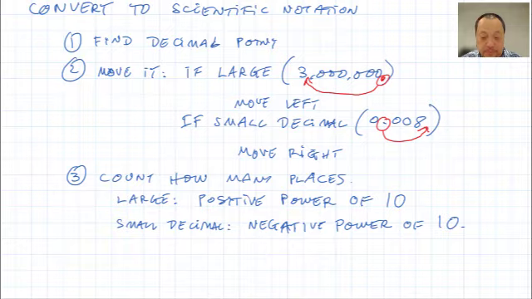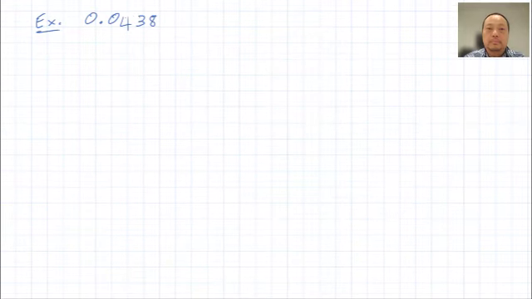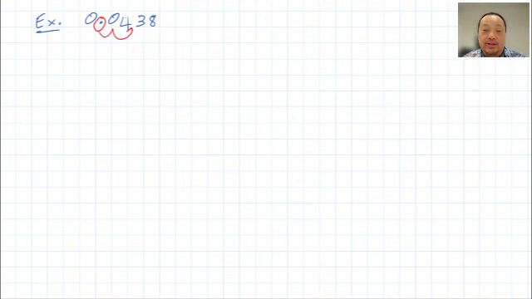Let's do one more example. 0.0438. I find the decimal point is right there, and I'm going to move it. I move it until I get to a single non-zero digit, then I'll stop. 4 point, I'm done. I don't go all the way to 43 point, yeah?